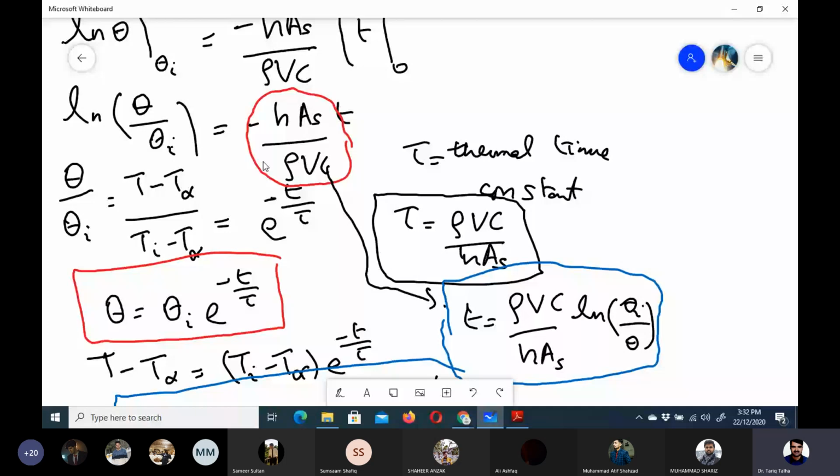Before that, it is important that we know that this method is applicable when the lumped assumption is applicable. So now we would talk about the validity of the lumped capacitance method.